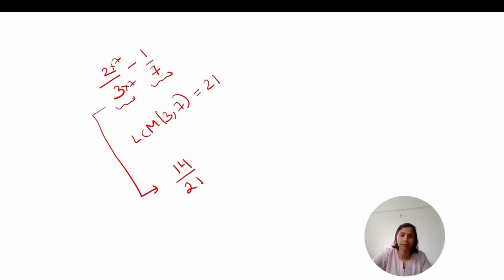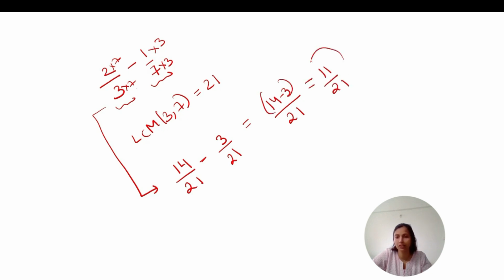For that I need to multiply the denominator by 7. To keep the value of the fraction the same, or to get the equivalent fraction, I need to multiply the numerator also by 7. So 14 by 21 minus. For this fraction also, I need to multiply the denominator by 3. So to get the equivalent fraction, I need to multiply the numerator also by 3. Now since the denominator is the same, I can simply subtract the numerators. I will get 11 by 21.